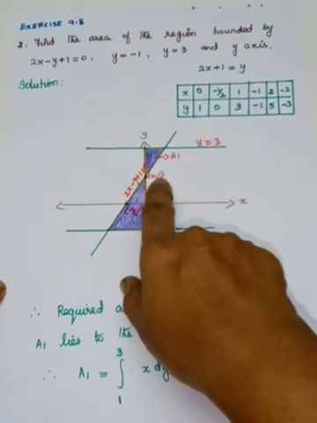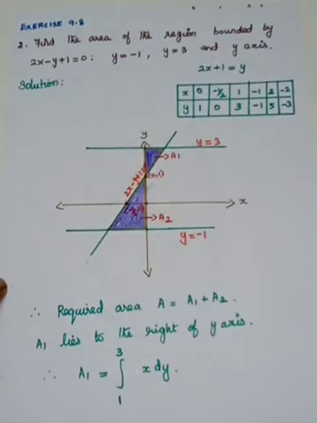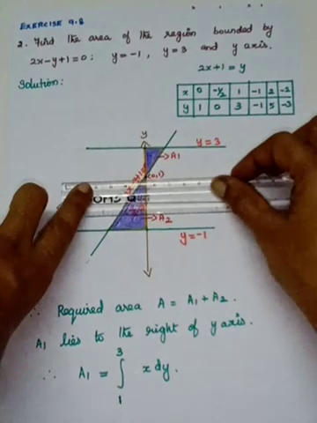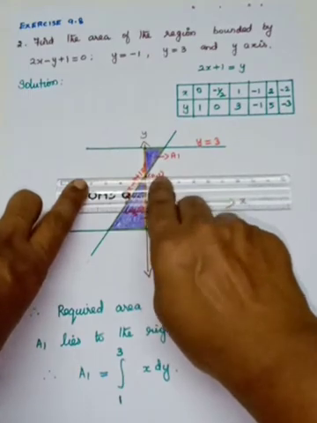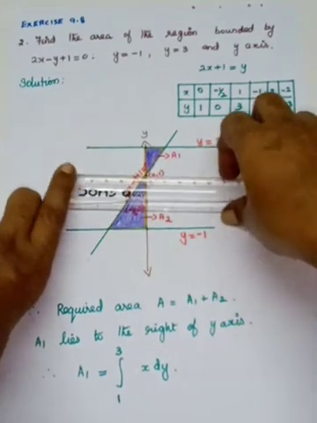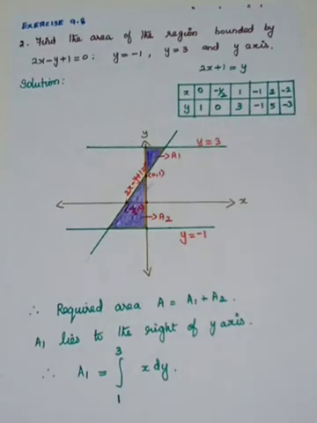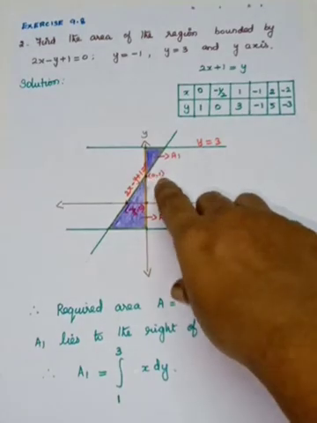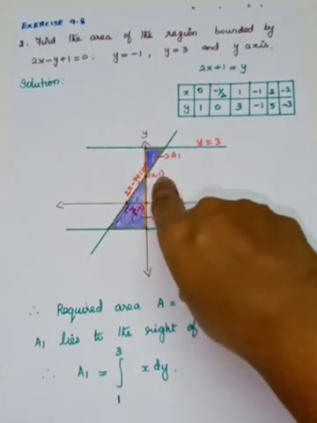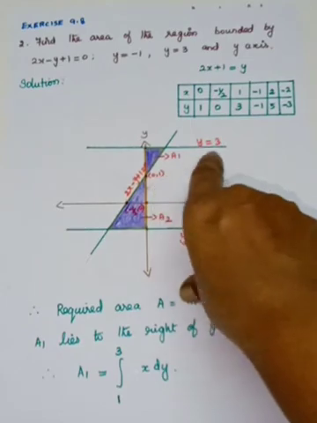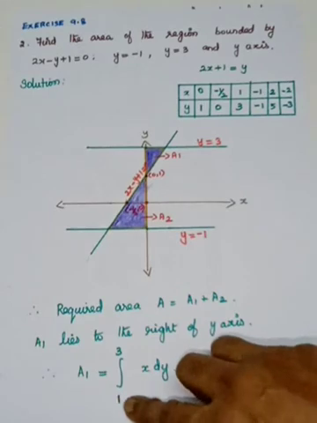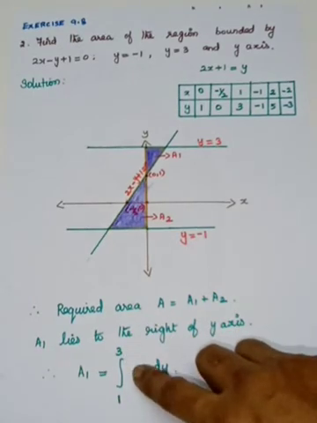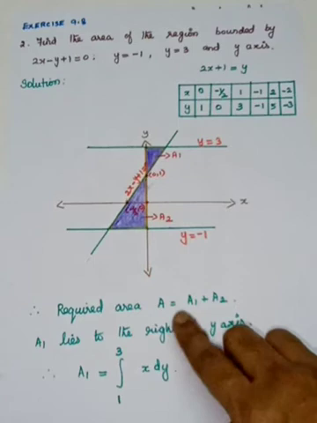So the y value here is 1. If you draw the line y = 1, it will be like this. Now your limit varies from y = 1 to y = 3. This area lies between the lines y = 1 and y = 3. So the y value has to be taken. Here the y value is 1. So y = 1 to y = 3. I have written integral 1 to 3 x dy. Here I have written positive. Why? It is to the right of the y-axis.